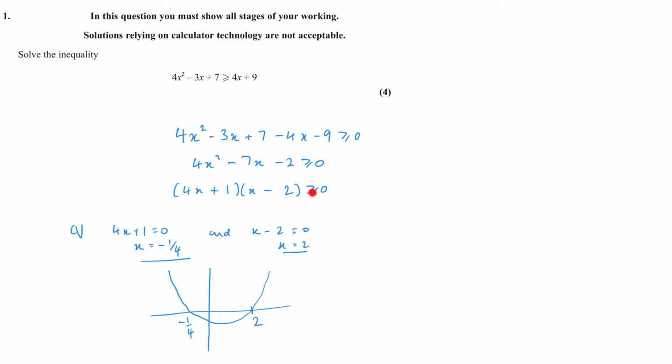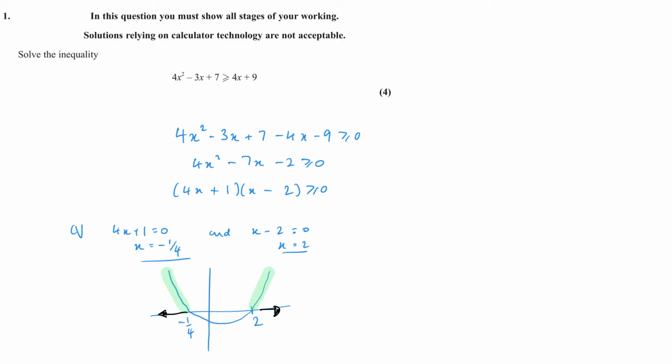Now this is greater than or equal to 0. So it means I want everywhere where my 4x squared line is above the x-axis. So that is above the x-axis here and here. So that means I want that way greater than or equal to 2, and this way less than or equal to minus a quarter.